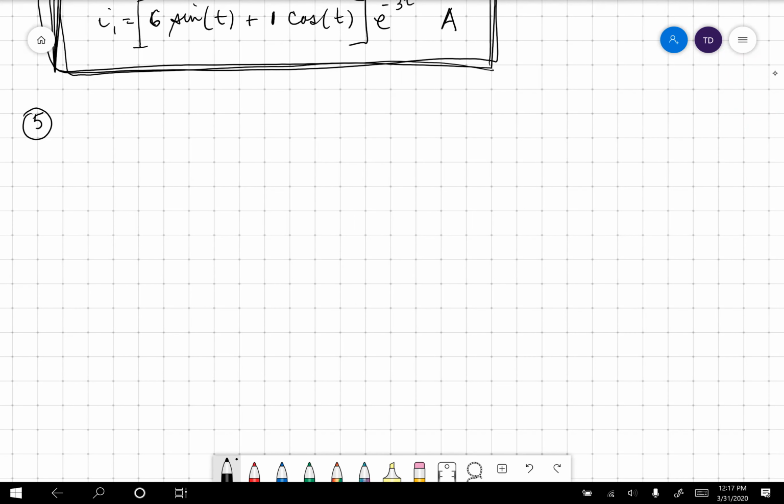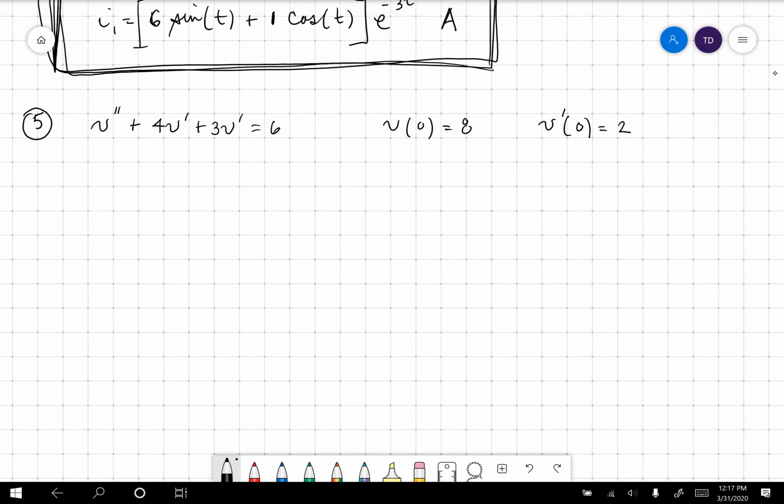So 5 is a voltage, and the voltage is defined by V double prime plus 4V prime plus 3V is equal to 6. This is going to be one of our nicer situations because we have a constant forcing function. V of 0 is equal to 8, and V prime of 0 is equal to 2.